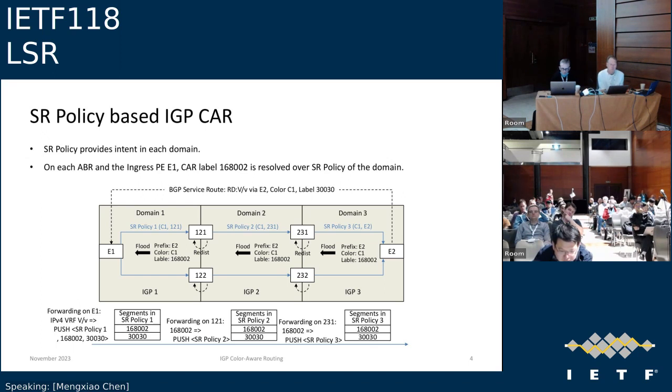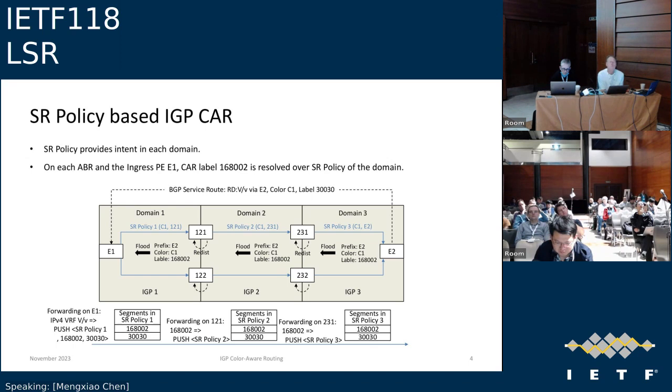and redistributes the CAR route into domain 2. Then ABR121 does a similar process. Finally, the CAR route is received by E1 and the BGP service route is resolved over it.